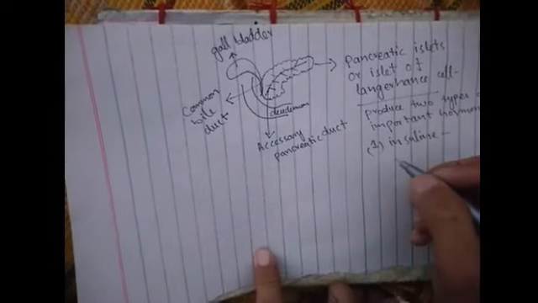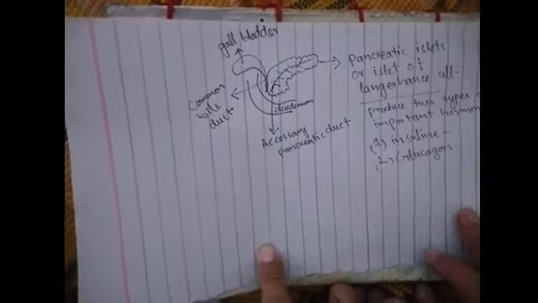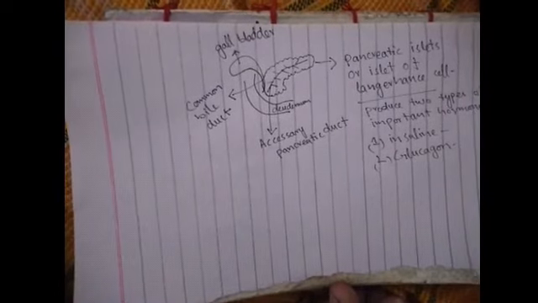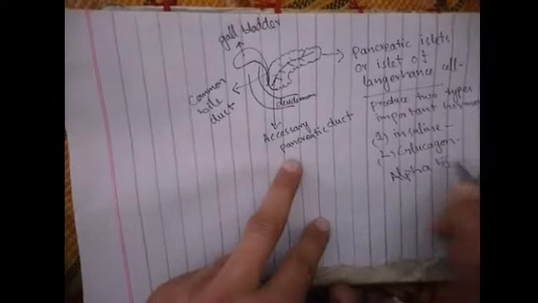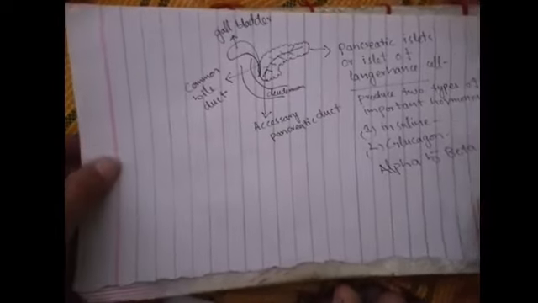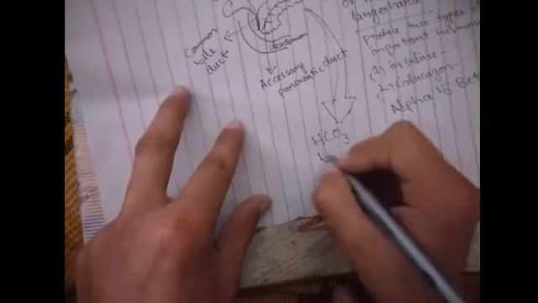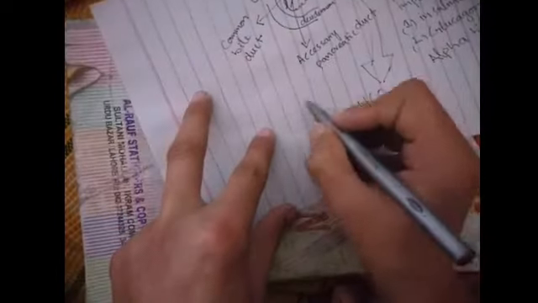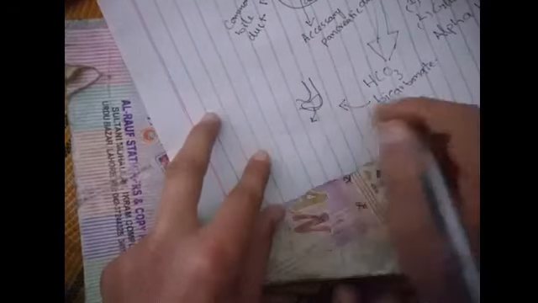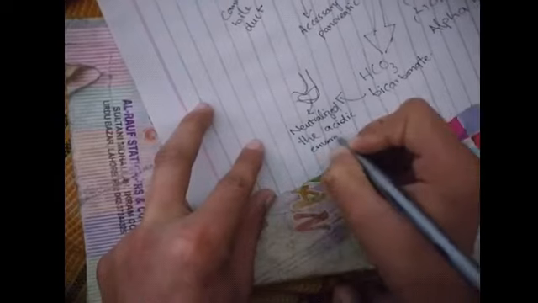The pancreas also produces bicarbonate. The bicarbonate has an important function. Bicarbonate reduces the acidic environment of the stomach. So now here is the pancreas, which produces the bicarbonate. Bicarbonate will reduce or neutralize the acidic environment of the stomach.